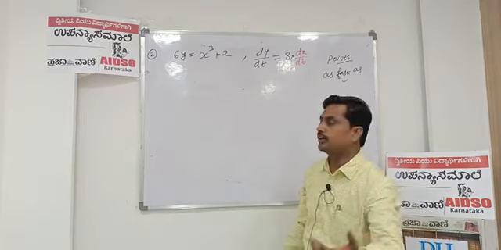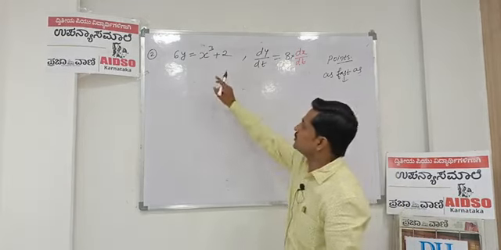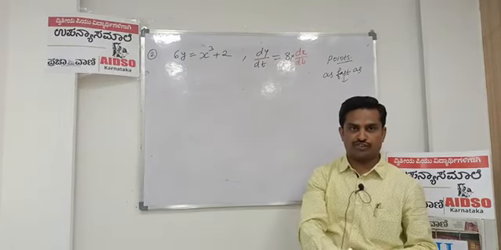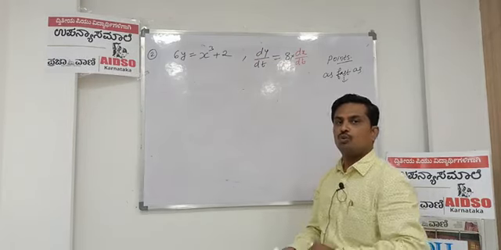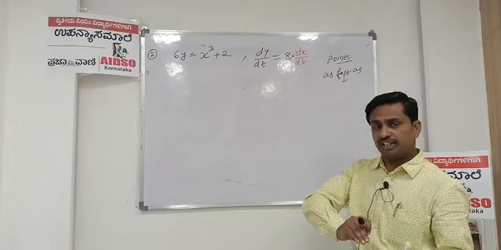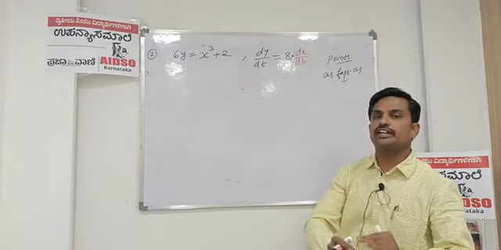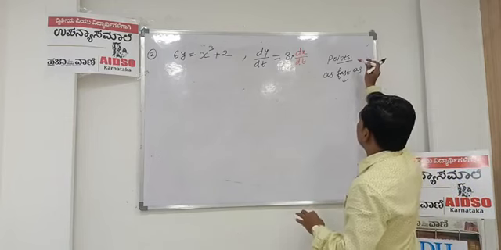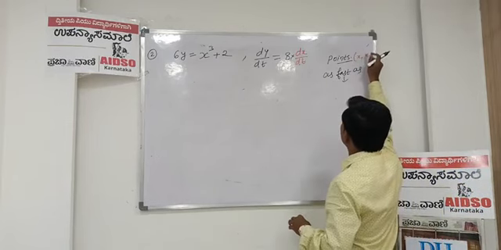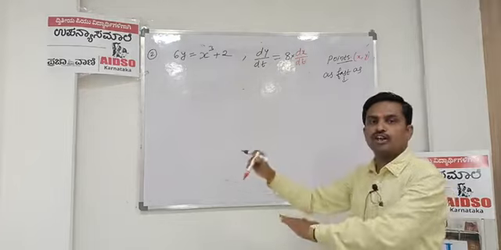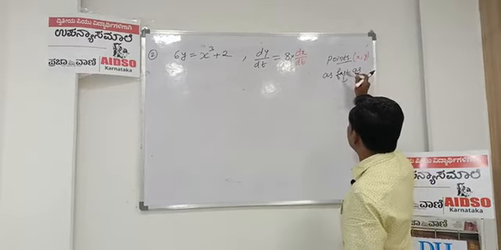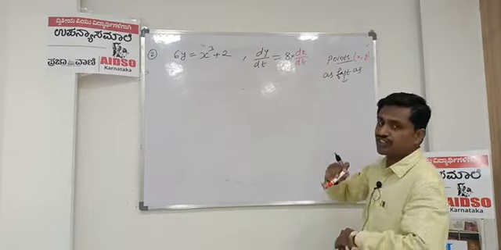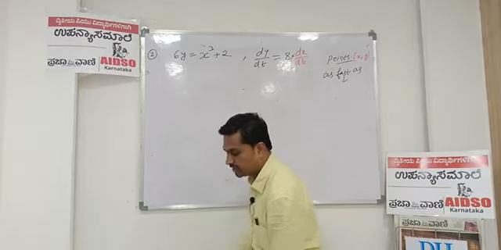So what exactly is the question? A particle moves along the curve, and the curve equation is given as 6y is equal to x cube plus 2. Find the points at which the y coordinate is changing 8 times as fast as the x coordinate. It means we have to find the points, both the x and y forms of the point, and as fast as means it is going to change at the rate of.